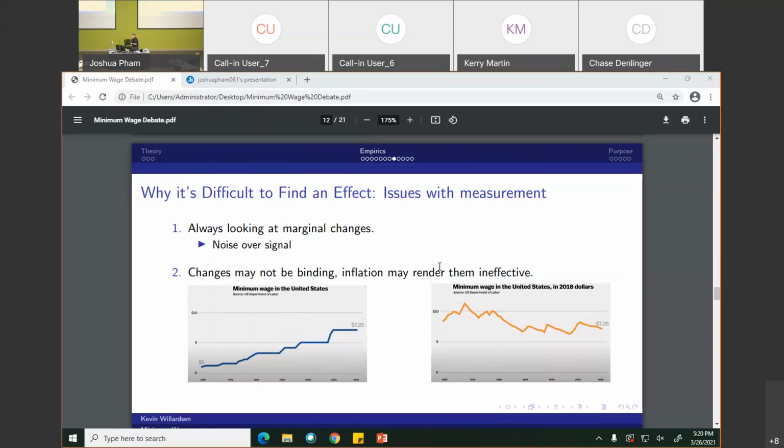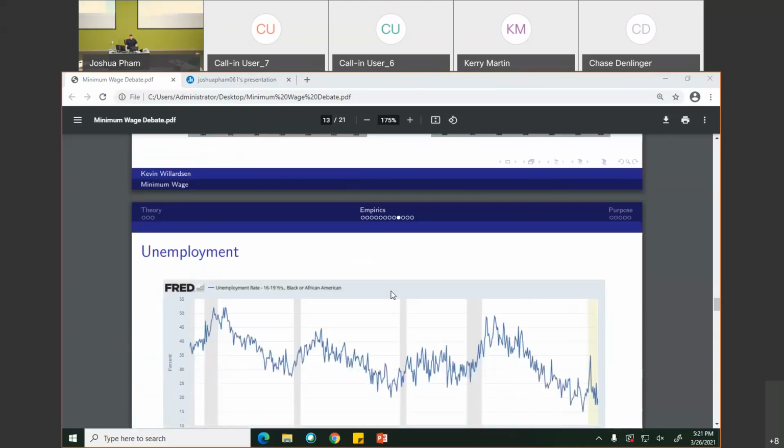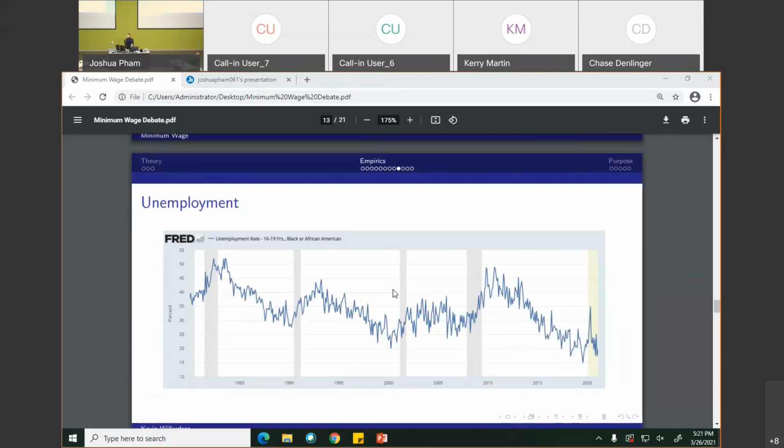The other reason that you might not find anything when you look empirically is that the changes in the minimum wage may not be binding. And what do I mean by that? In this left graph, you see this is the minimum wage over time, and you see it growing steadily. But if you adjust for inflation, you see that in real terms, the minimum wage is falling. The end result is actually probably reflected in a falling unemployment rate among black 16 to 19-year-olds since the 1980s.